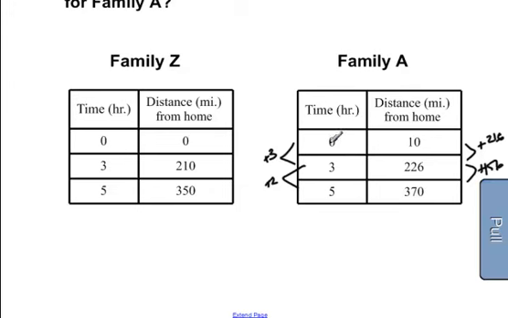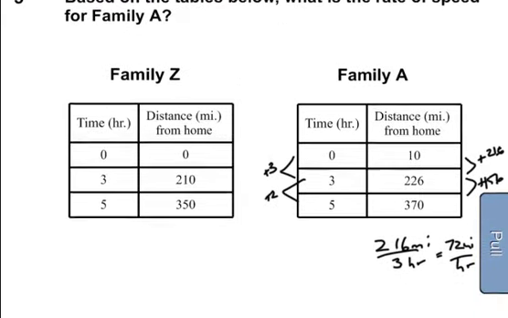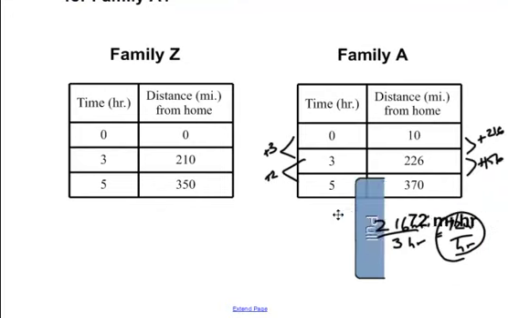So I'll use the 0 to 10 and the 3 to 226. So I went 216 miles, and it took me 3 hours. So that's going to be, 3 goes in there 72 times. So that's 72 miles per hour. So it says, based on tables below, what is the rate of speed for family A? So 72 miles per hour. Let's double check that. Good.